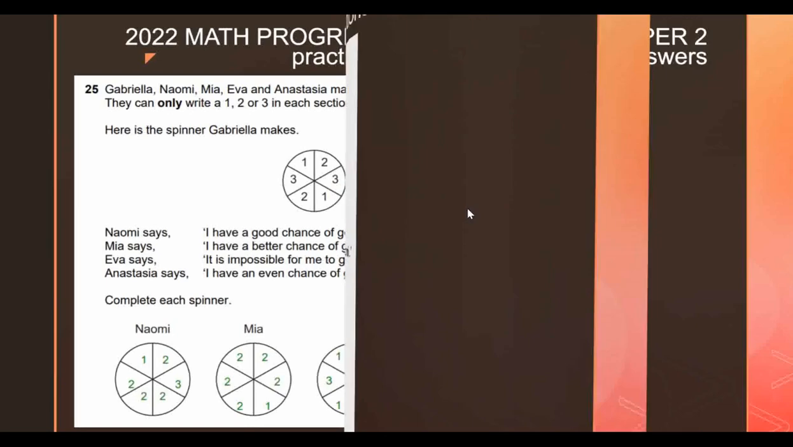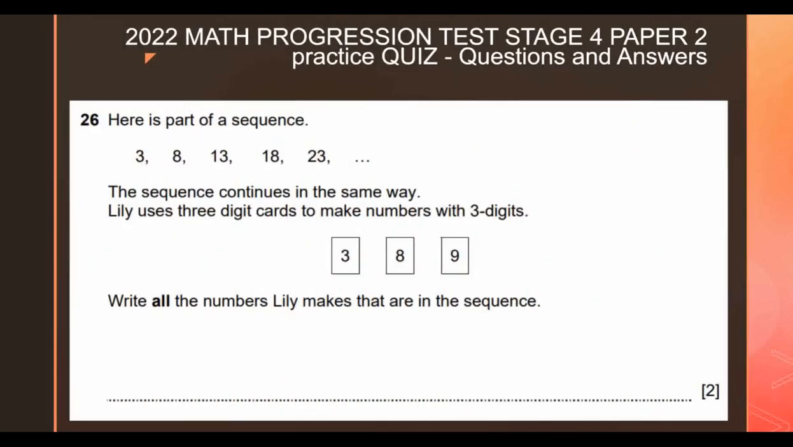Next, question 26. Here's a part of a sequence: 3, 8, 13, 18, 23. The sequence continues in the same way. Lily uses 3 digit cards to make numbers with 3 digits: 3, 8, and 9. Write all the numbers Lily makes that are in the sequence.